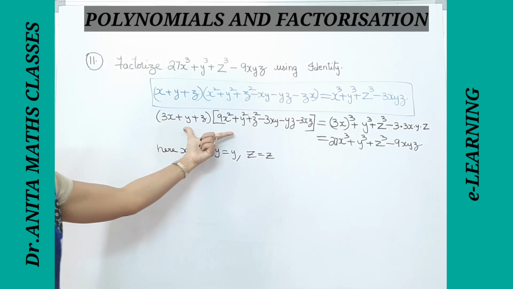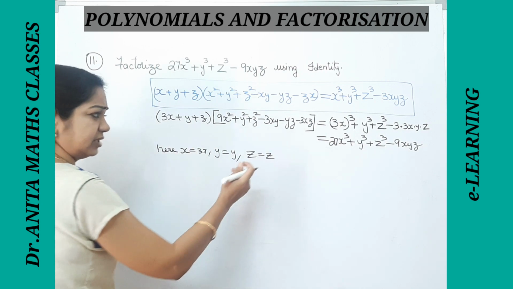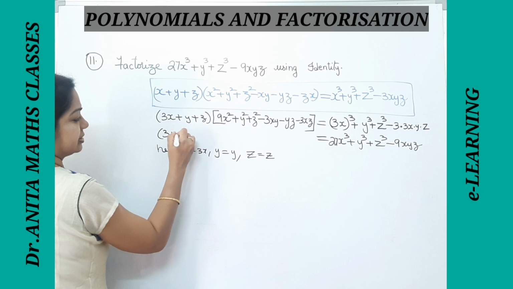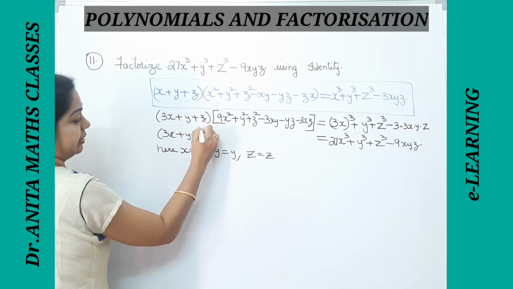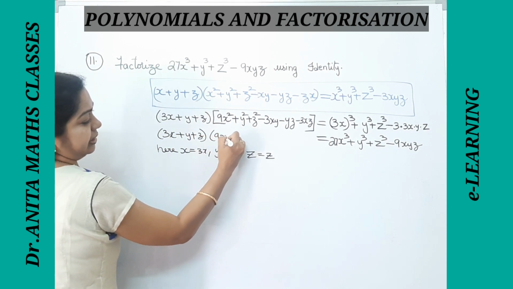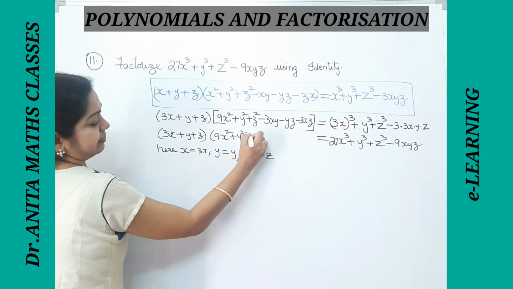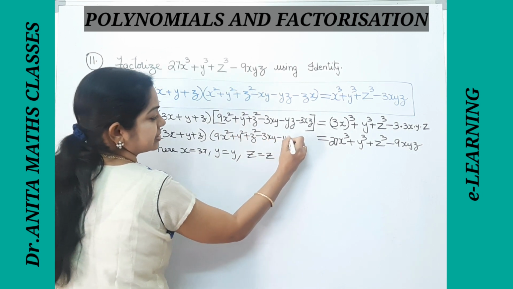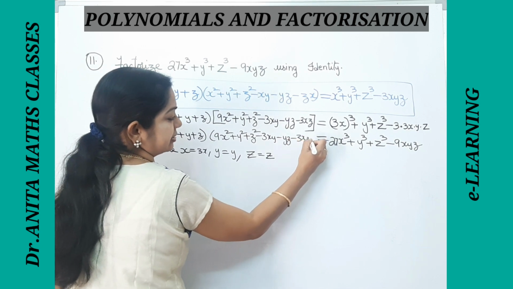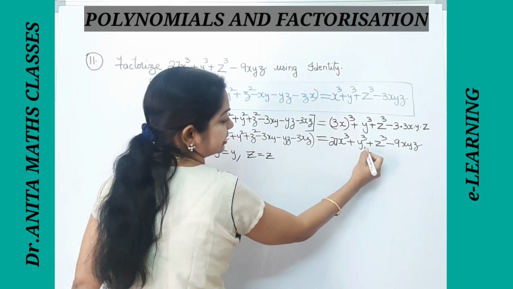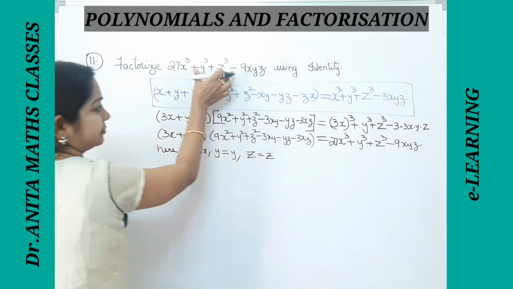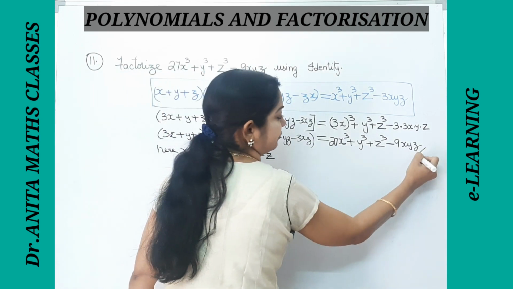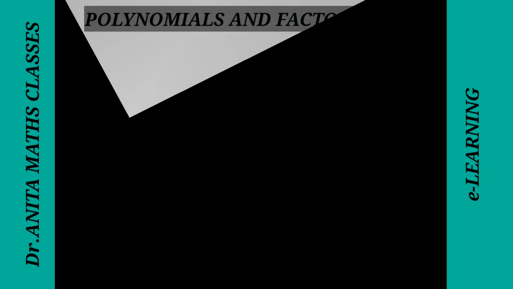So this is the answer which we are getting. So this is the same thing: 3x plus y plus z, 9x square plus y square plus z square minus 3xy minus yz minus 3xz. I am writing again, that's all. So equals 27x cube minus 9xyz. This is the answer part, RHS part. This is the question part. Here we have to factorize this. Please pause the video and note it down.